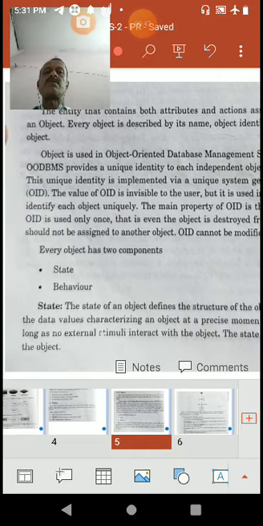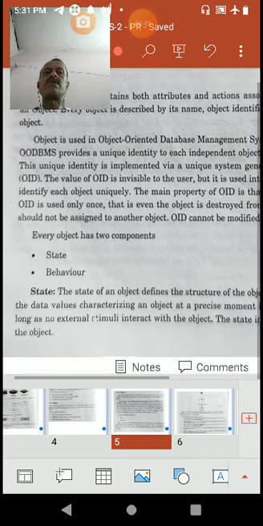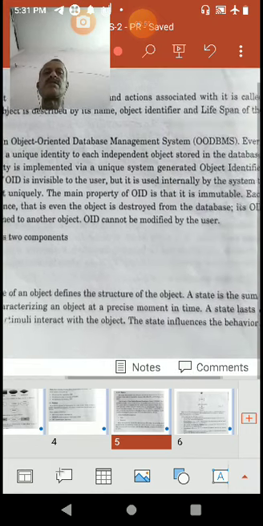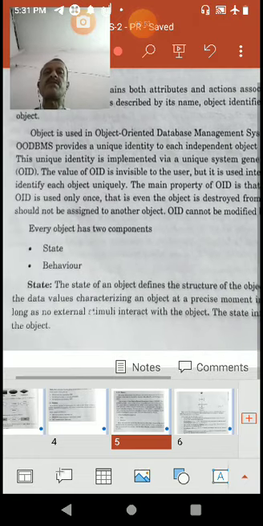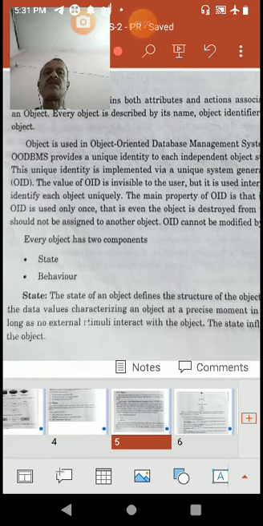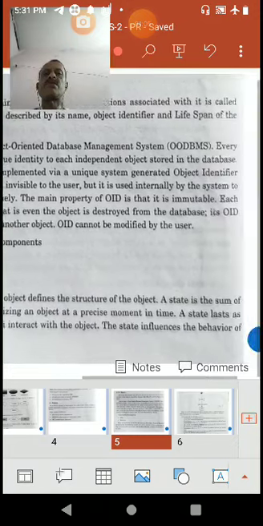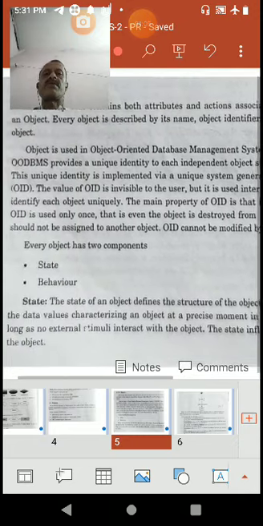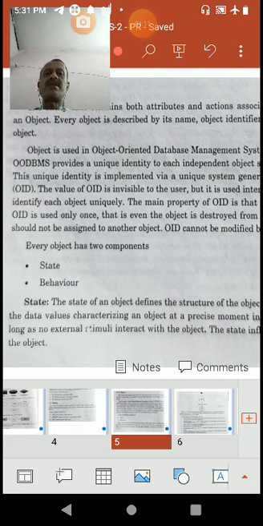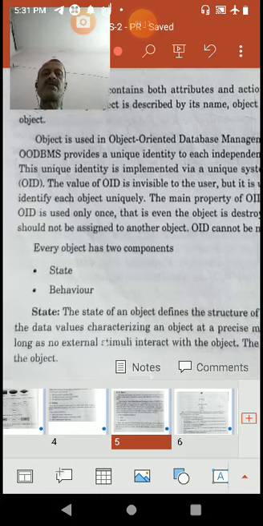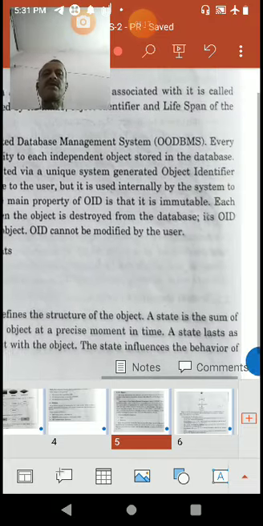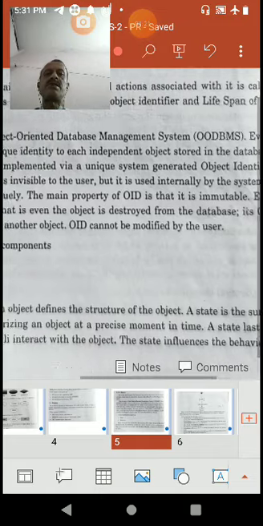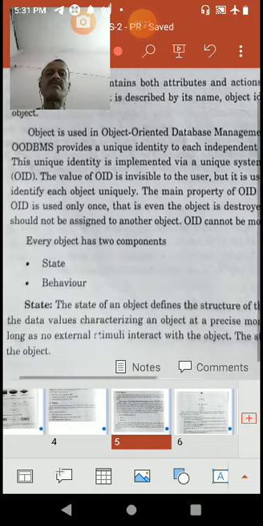An object is usually stored in an object-oriented database management system, OODBMS. An OODBMS provides a unique identity to each independent object stored in the database. This unique identifier is implemented via a unique system-generated object identifier, OID.